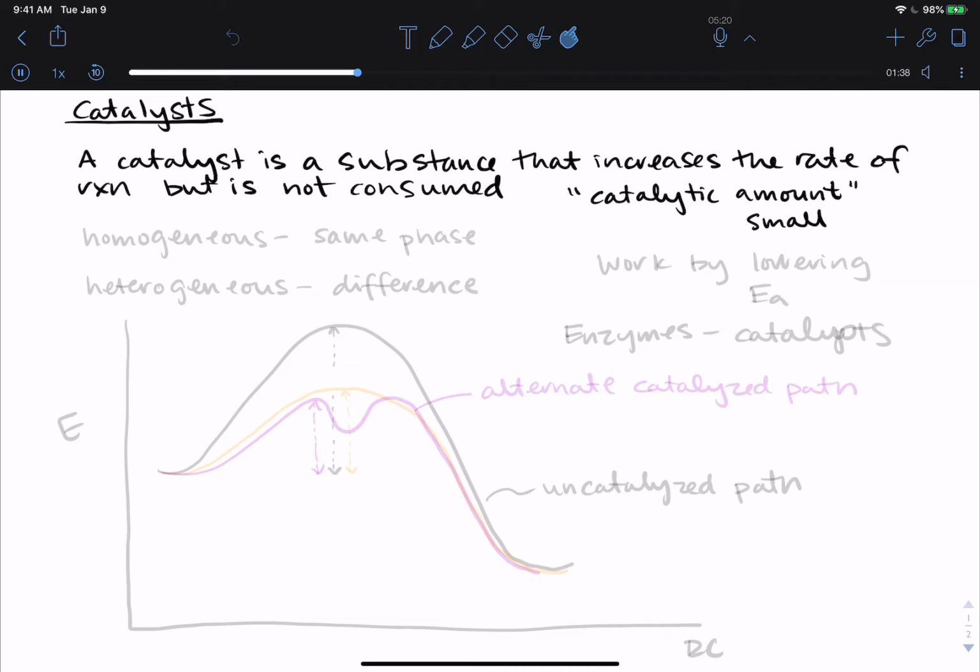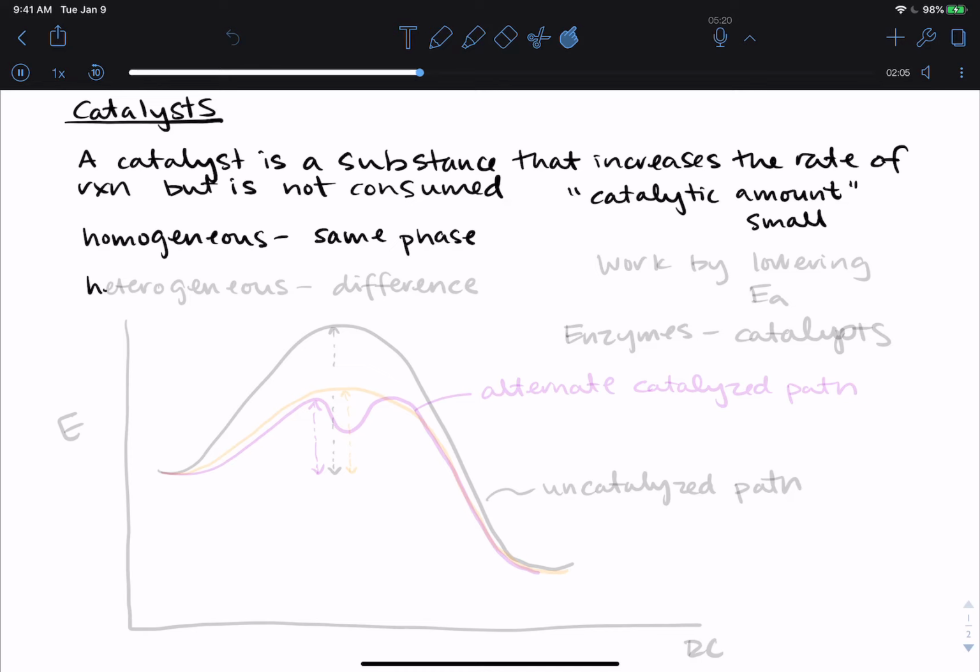So you can have two different types of catalysts. You can have a homogeneous catalyst that is in the same phase as the reaction. So this would be if the reaction is happening in solution, the catalyst is also soluble. And so it's dissolved in whatever the solvent is and helping the reaction go that way.